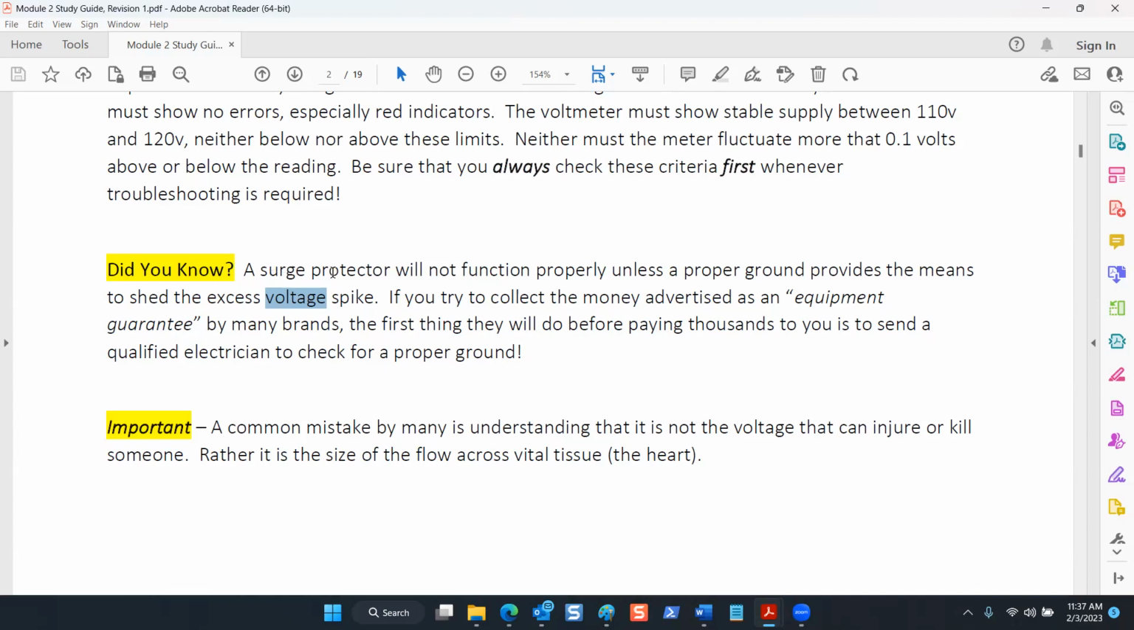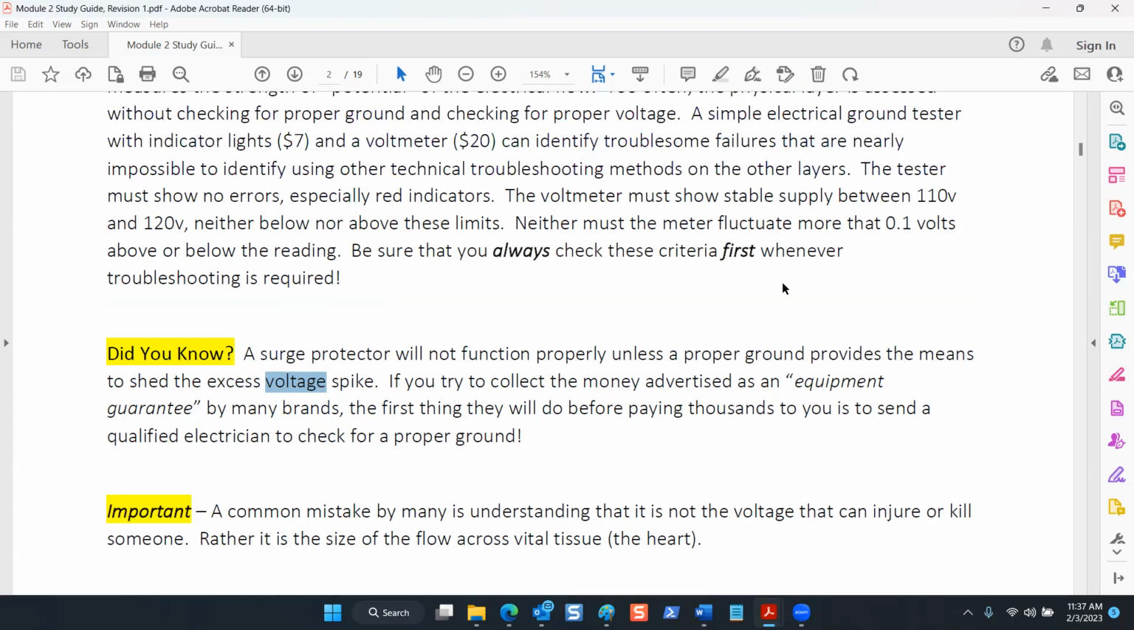If there was a dip in the voltage, only a battery backup, a UPS, an uninterruptible power supply, will provide the necessary supplement to keep the voltage between 110 and 120. So a surge protector will not keep the voltage in the proper range. A UPS will. Now that's not information in here, that's just extra stuff. And I may end up revising this so it's revision 1A to include that information here.